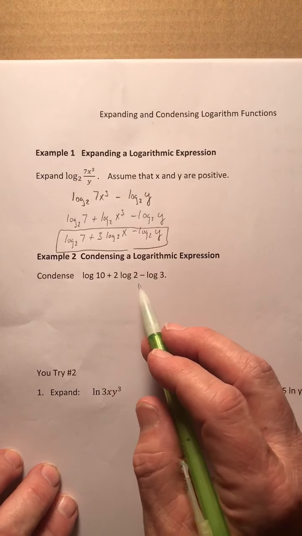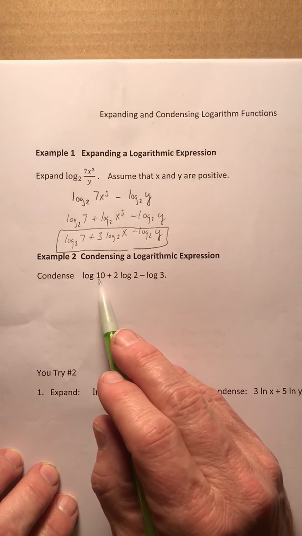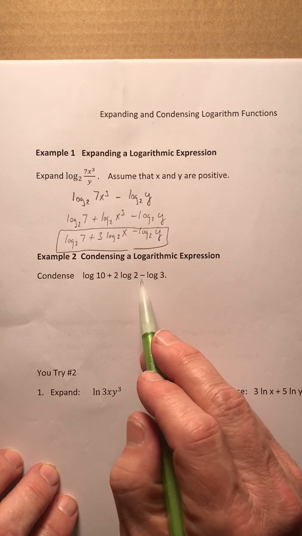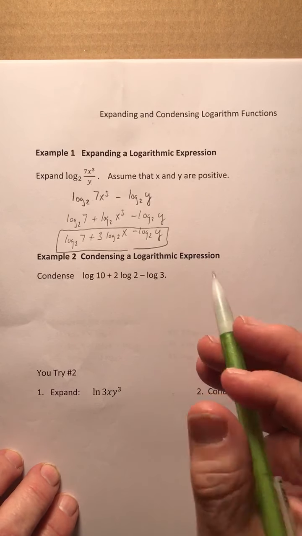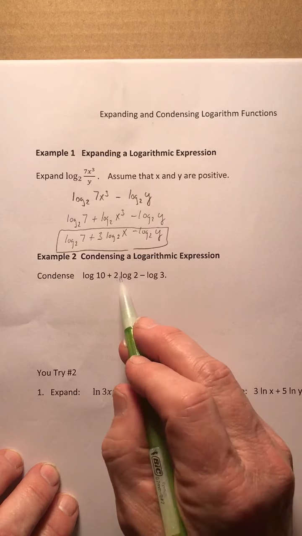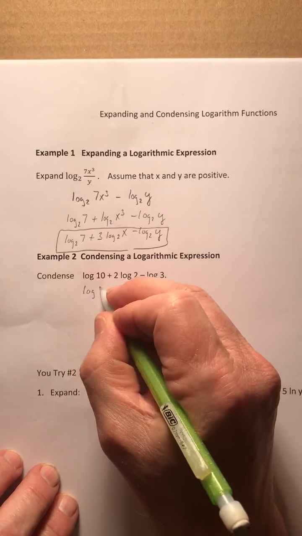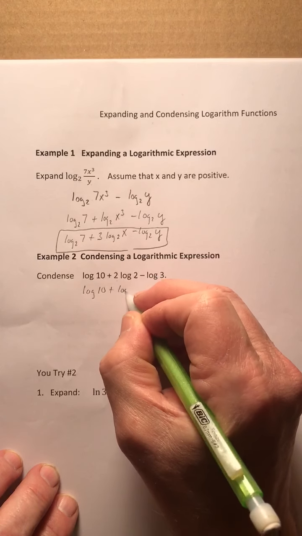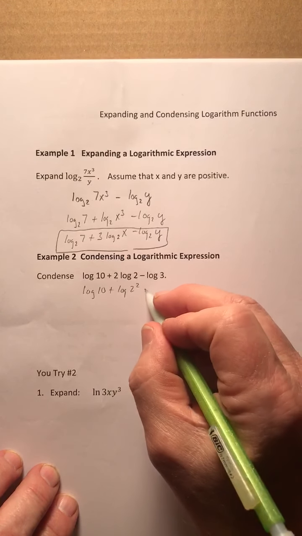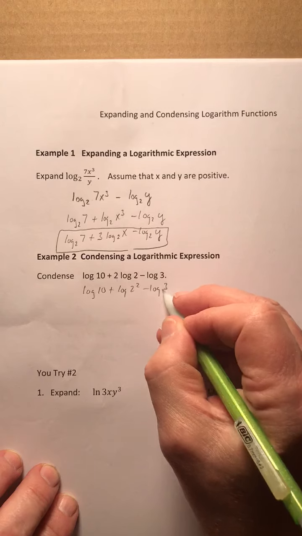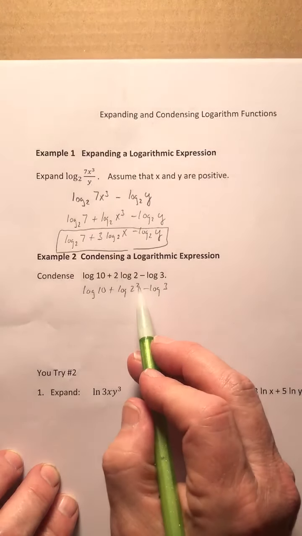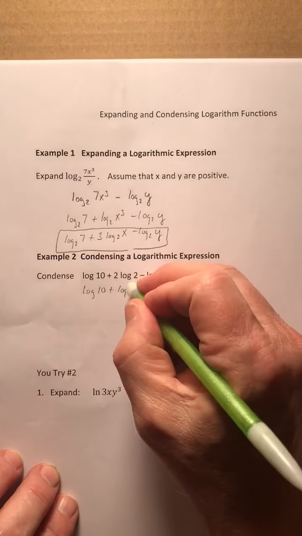Now I'm going to show you condensing. All right, so we have log 10 plus 2 log 2 minus log 3. Well, let's take care of this 2 log 2. This 2, we're going to move up as an exponent. So it's going to become log 10 plus log 2 squared minus log 3. The 2 squared, we can change to a 4, so we'll make this log 4.